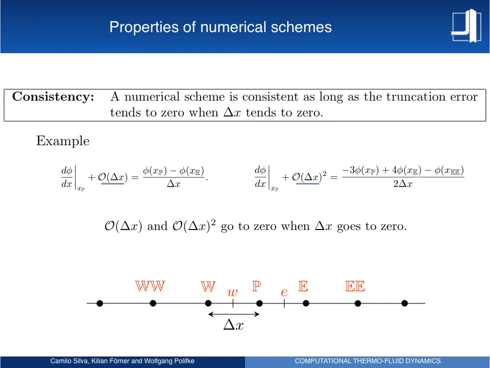If we had an inconsistent numerical scheme, a scheme which is not consistent, we would have an epsilon. When delta x goes to 0, the error will still be there, and that will be non-consistent. So basically any numerical scheme that works somehow properly must be consistent.